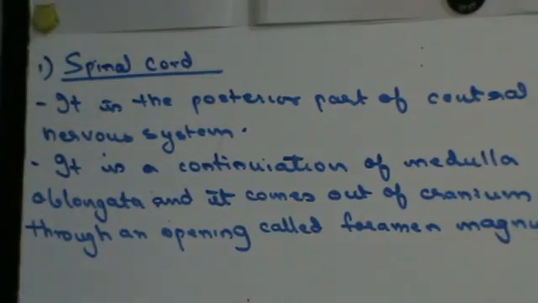Right? Now, let's try to understand the spinal cord. It runs dorsally within the vertebral column and is well protected within the three meninges with cerebrospinal fluid.